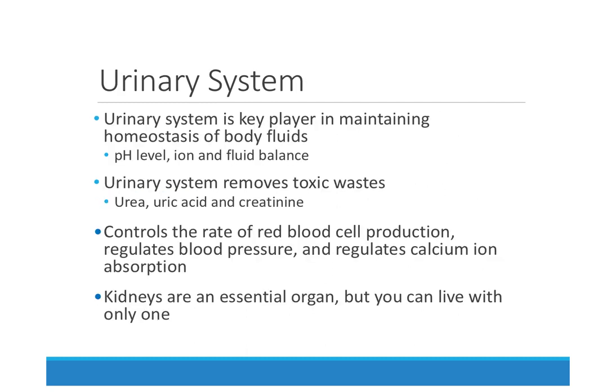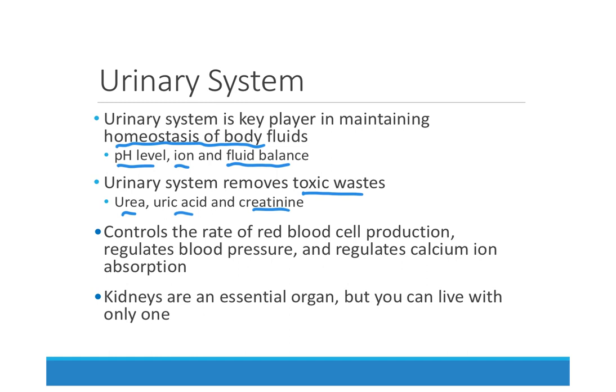The urinary system is a key player in maintaining the homeostasis of body fluids because it is involved in keeping our pH levels within a very small range, controlling ions such as sodium and potassium or phosphate, and keeping the overall fluid balance, or the amount of water that's present in body tissues. Along with keeping these various components of homeostasis in balance, your urinary system also removes toxic waste that are produced by normal metabolism. The key ones are the ones that come from metabolizing protein, and those include urea, uric acid, and creatinine. So those are all coming from protein metabolism.